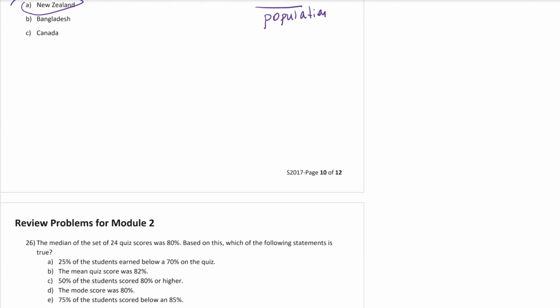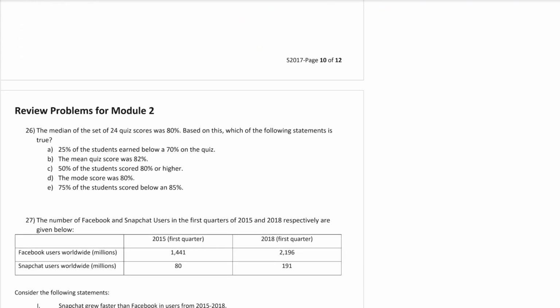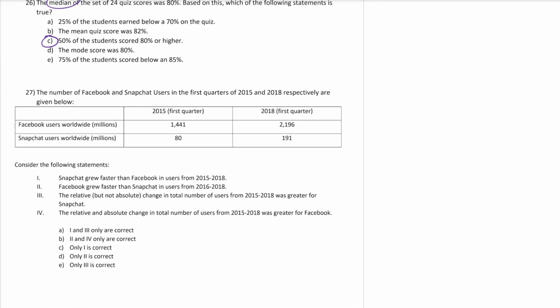All right, 2 more questions. The median of the set of 24 quiz scores was 80. Based on this, which of the following is true? Well, again, because we're talking about the median, it has to do with half of the students scoring more than 80 and the other half scoring less than 80. So this will be that answer right here. It's about 50%. So once again, it's this idea that the median represents the true center. It's being reinforced several times in this review. We also saw that in the lesson.